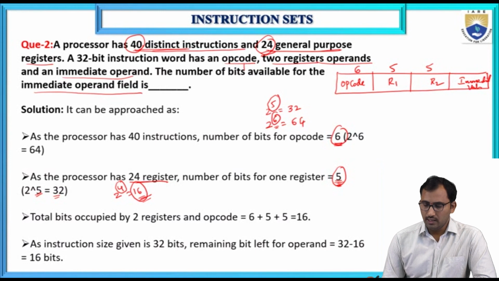Okay, and then the immediate value. The number of bits available for the immediate operand field is what we need to find.